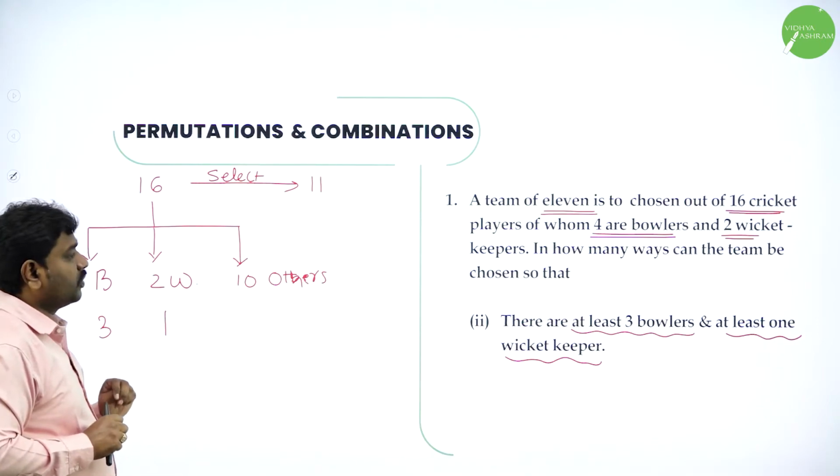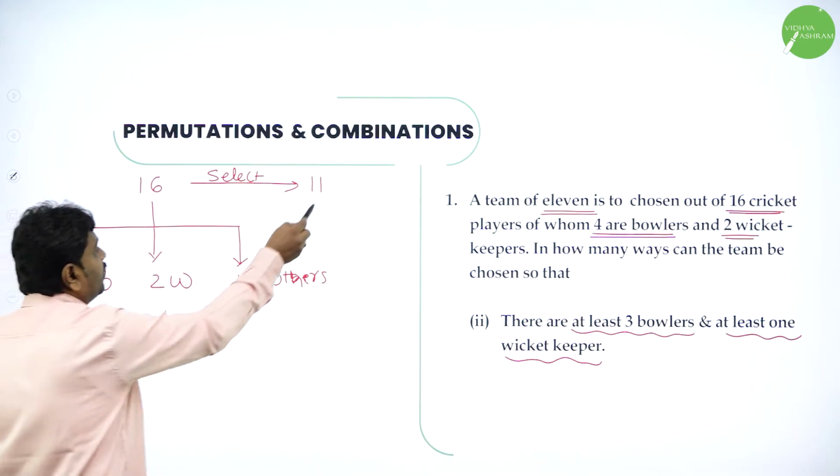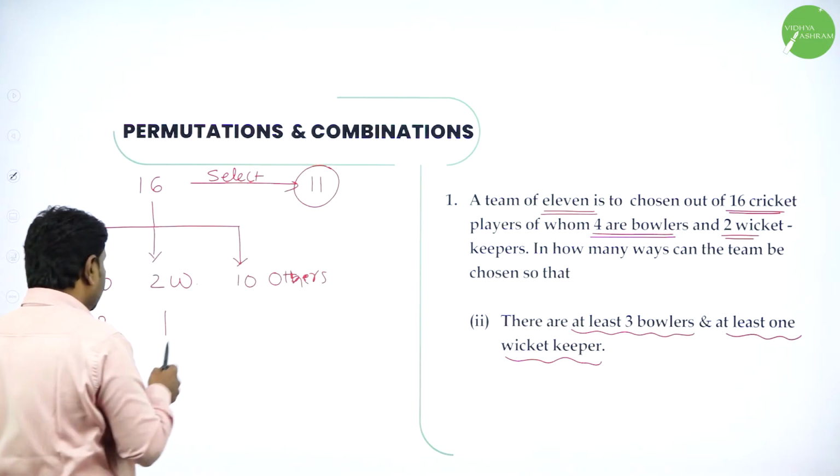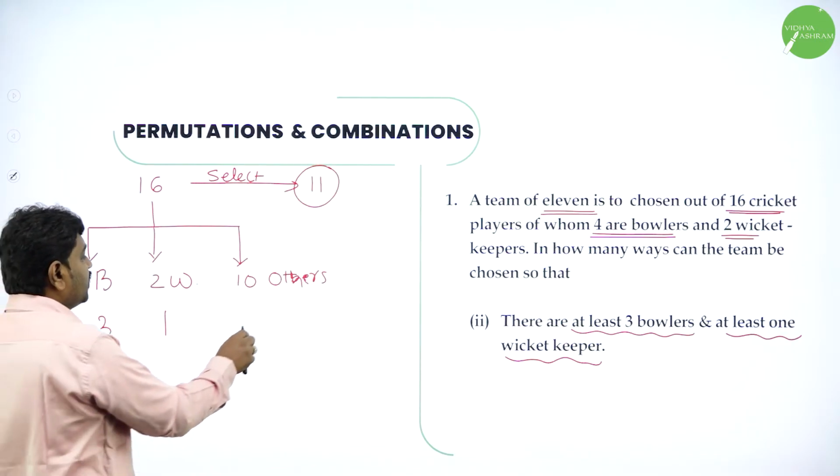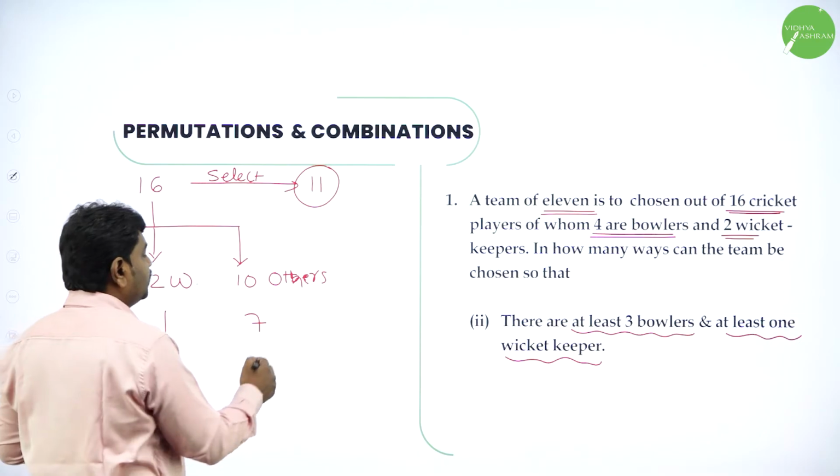So remaining, what do I want? I want to form a team of 11. To get a team of 11, I have selected 4. Remaining 7 I should select from others. So what is this situation?